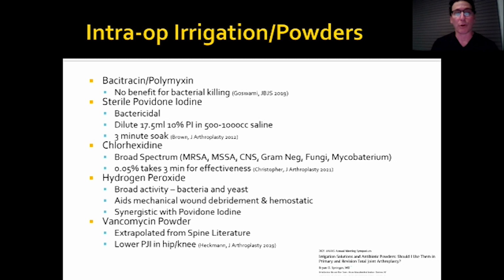Hydrogen peroxide has a broad base of activity for bacteria and yeast, can work as a mechanical debridement effect, and has a great hemostatic effect as well. And it tends to be synergistic with povidone-iodine, and as I mentioned, it's something that I use quite often.